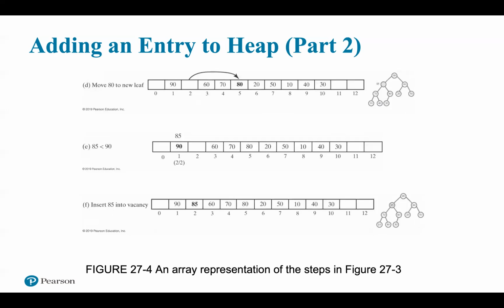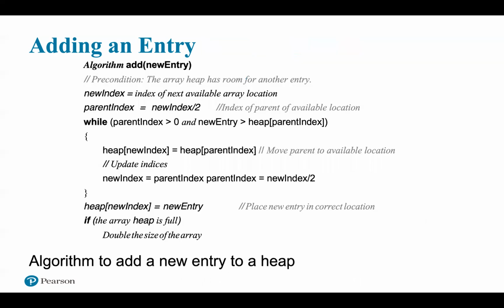So figure 27.4 shows these same steps from the viewpoint of the array that represents a heap. In part A, which is analogous to figure 27.3a, we note that we have room for a new entry at index 10. The parent of this location is at location 10 divided by 2, or 5. We thus compare the new entry 85 to 30, the contents of the location at index 5, and so forth. And so we're just continuing this on, which we just talked about in the last chart.